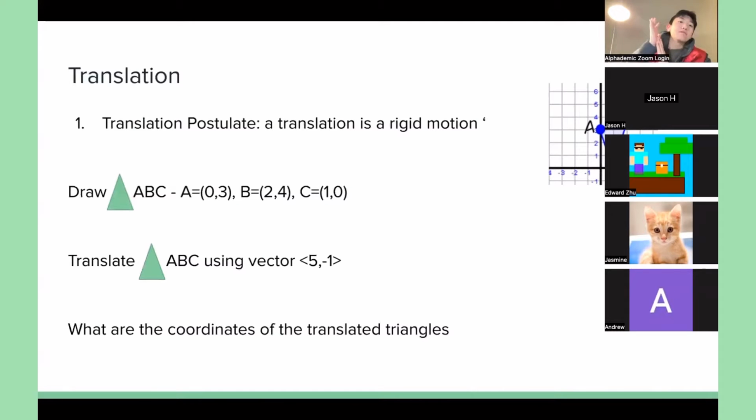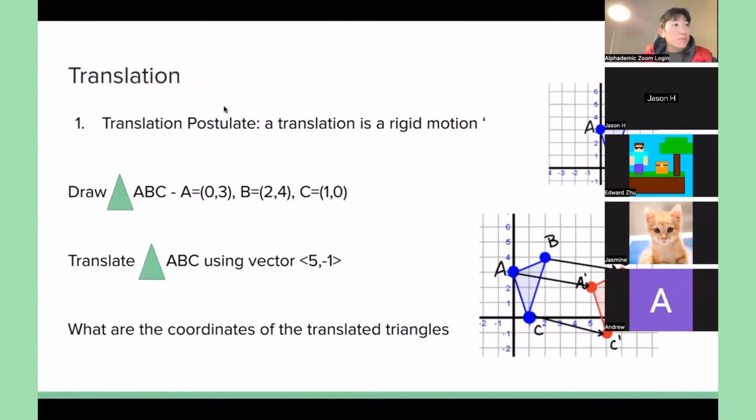Next up, we have translations. The translation postulate just says that a translation is a rigid motion. So first off, we have triangle ABC and these 3 points. And as you can see, it has been drawn here. Give me 1 second. And then to translate triangle ABC using vector (5, -1), it would be something like this. Let me rotate very quickly.